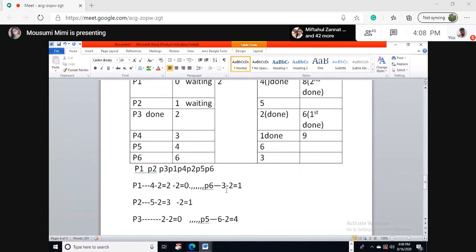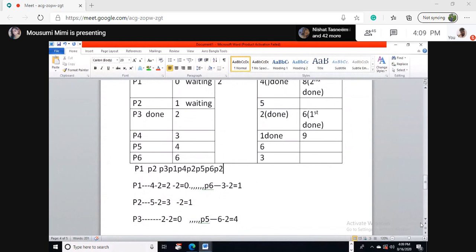Now, which processes are remaining? Process 6, process 5, and process 2 are remaining. Look at the remaining burst time. Process 5's remaining burst time is the highest. Process 2 and process 6 have the same remaining burst time, but process 2 has been waiting longer than process 6. So I will again take process 2.